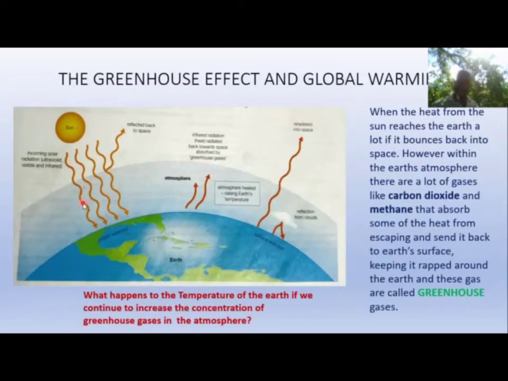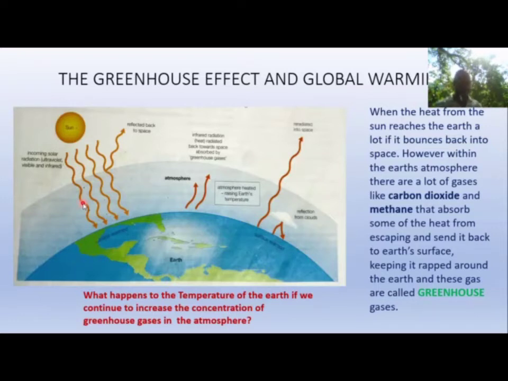Now what is all of that carbon causing? See it here now. Greenhouse effect. The greenhouse effect is basically when heat from the sun reaches the earth, a lot of it bounces back into space. So it's like you reflect. So when the heat from the sun reaches the earth, a lot of that heat is reflected. However, within the earth's atmosphere, a lot of gases like carbon dioxide and methane absorb some of the heat, keeping it from escaping back into space, keeping it trapped in the earth.